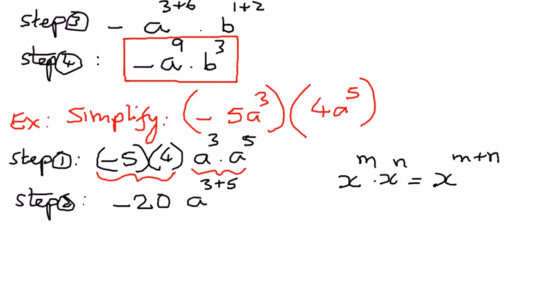So therefore, in step number 3, we're going to put all of these together. Negative 20, nothing is happening there. We just write down that same number. And then this time, a to the power of 3 plus 5 is 8. And therefore, this is where we want to leave it.